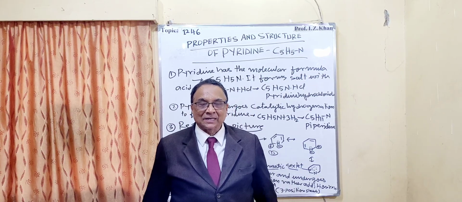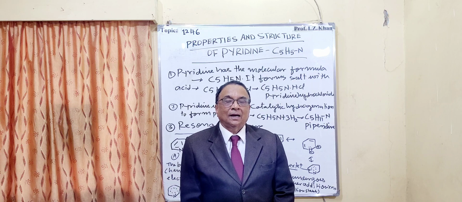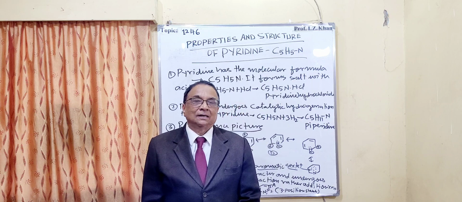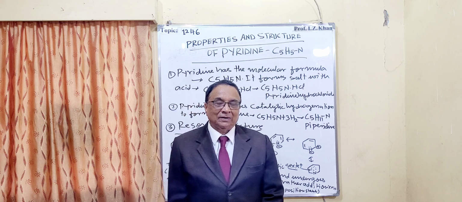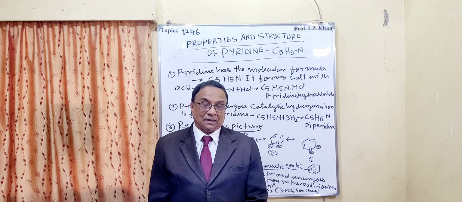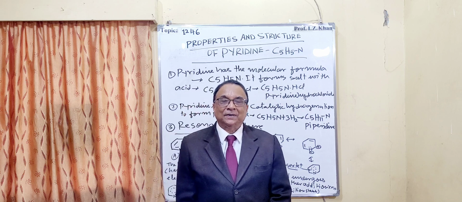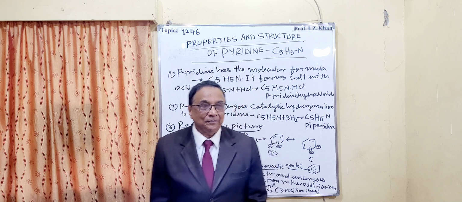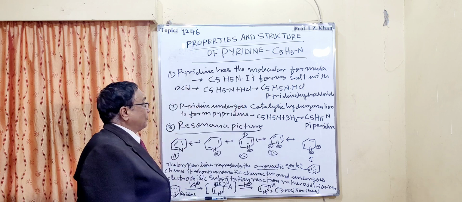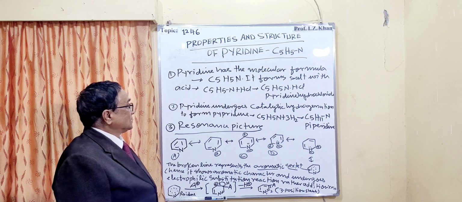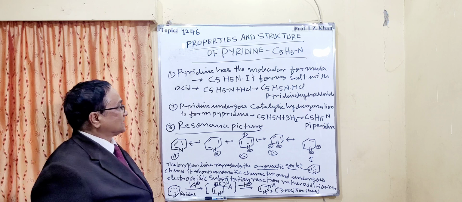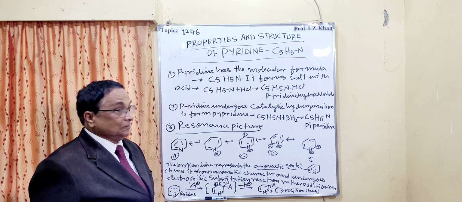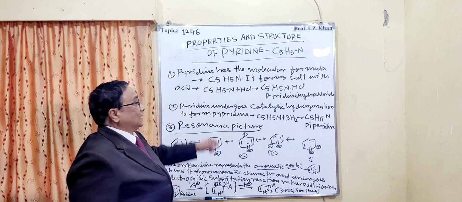So here the properties and structure is given, and in the case of pyridine, I have already told you that it is 6-member heterocyclic, where nitrogen is having a lone pair of electrons, which is not part of the resonance, and the formula of pyridine is C5H5N. Then it forms salt with acid. Once it is treated with hydrochloric acid, C5H5N, that is pyridine, plus HCl, you will get C5H5N·HCl, that is called pyridine hydrochloride. So this reaction shows that it is basic in character.